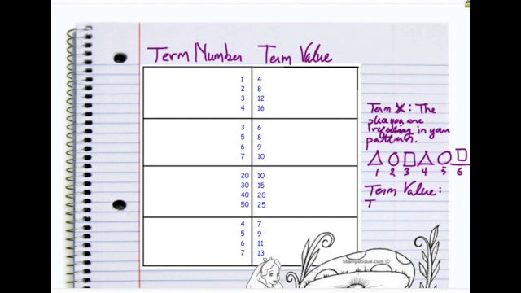It's the actual number or piece of information given to us at a specific term number or at a specific location in our pattern.